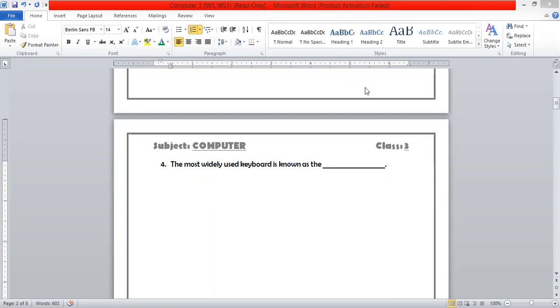Oh, okay, Hamza, you pronounce the word correctly, but the spelling, kindly check the spelling. Kareem Mohammad, you are right. Okay, Ahmad Mohammad is also correct. Ahmad Jibril, are you listening to me? Yes, sir. What is the answer for question number 4? QWERTY. Oh, excellent. That's good.